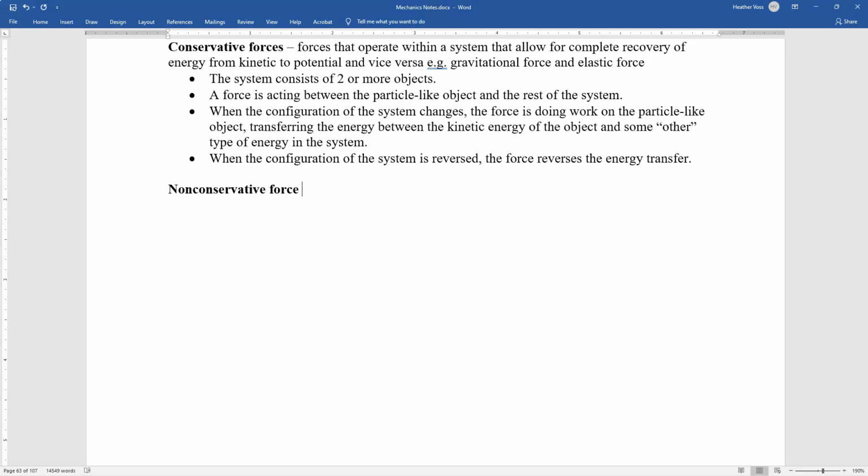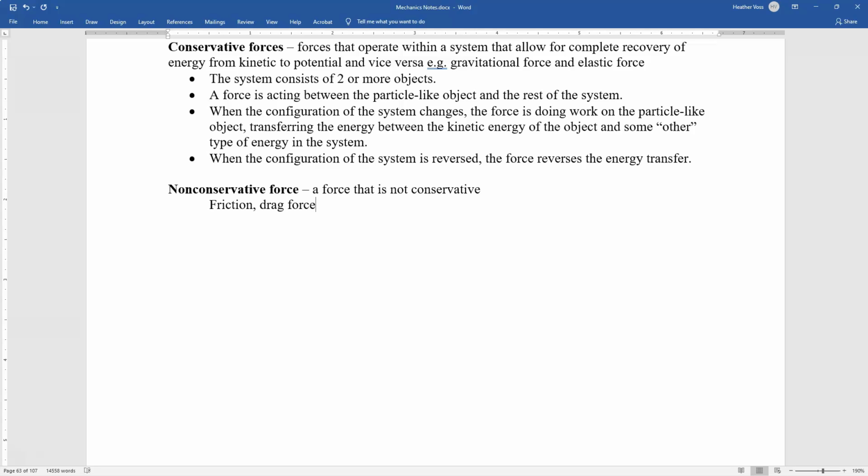So what about a non-conservative force? What do we mean by a non-conservative force? A non-conservative force, by definition, is a force that is not conservative. Some examples would be friction. Another example could be the drag force, like air resistance. Those would be non-conservative forces. They are taking energy out of the system.